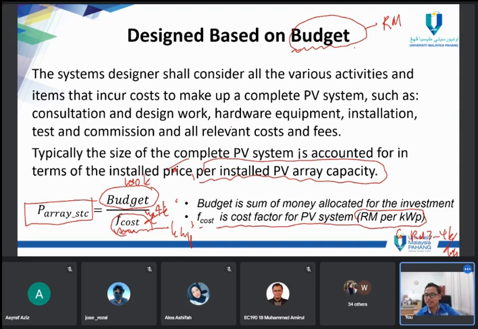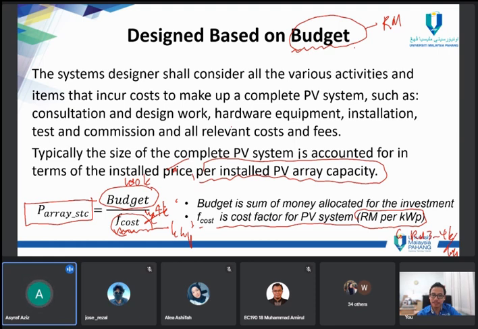25 apa? Tak? Senyap lah dia. 25 watt peak ke? 25 megawatt peak ke? 25 kilowatt peak ke? Which one? What 25? Kilowatt peak. Kenapa kilowatt peak?